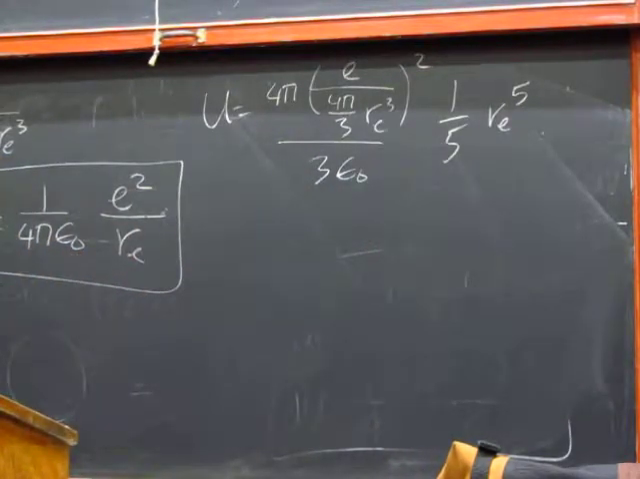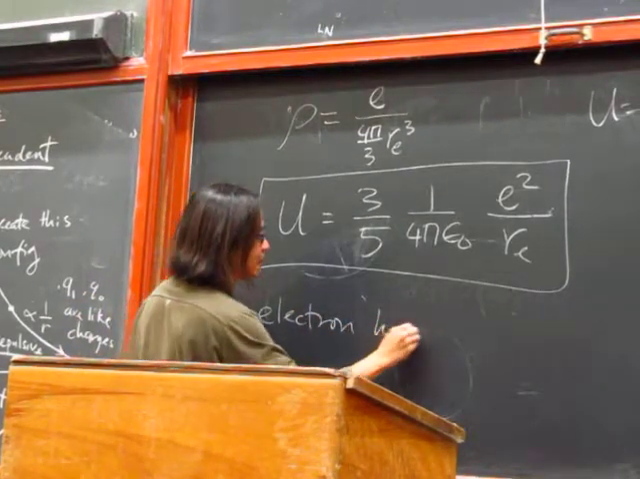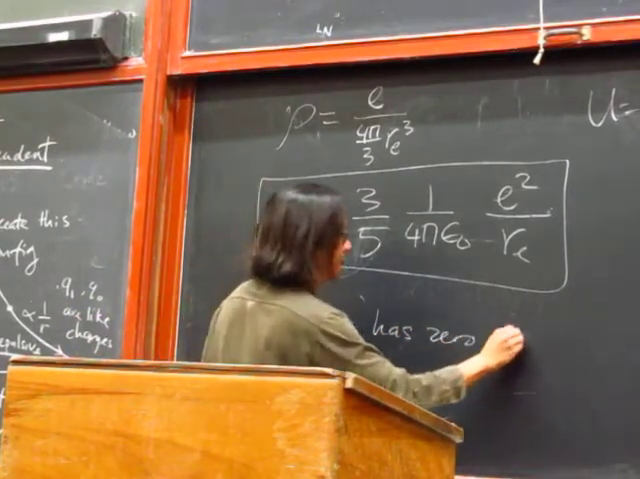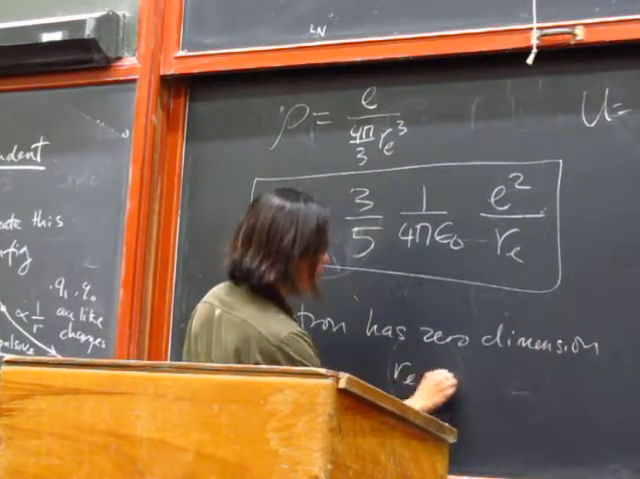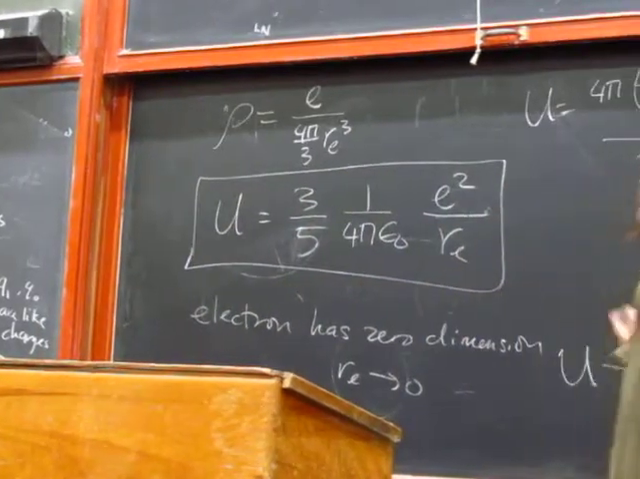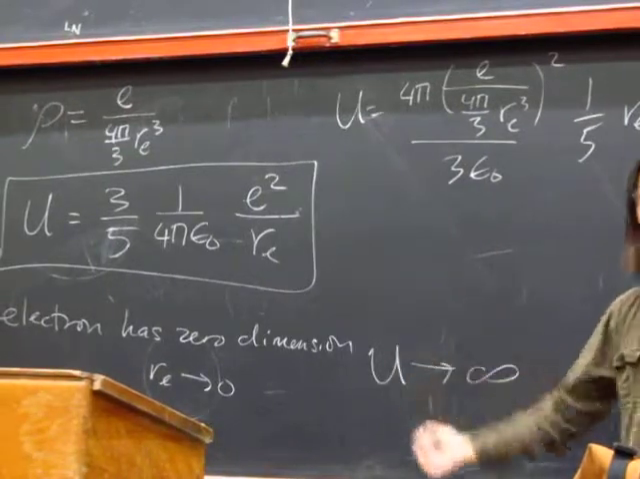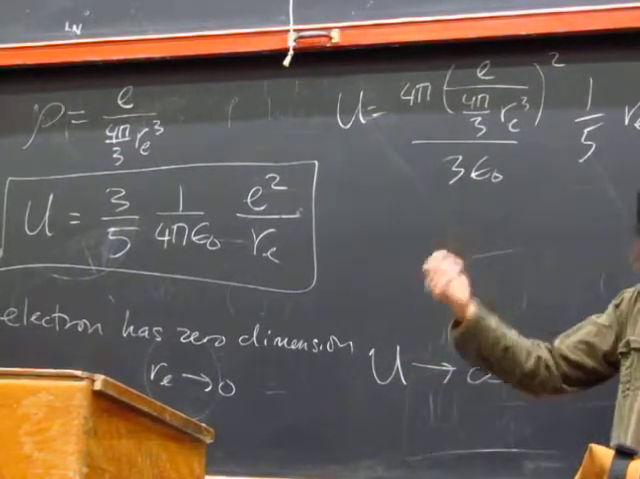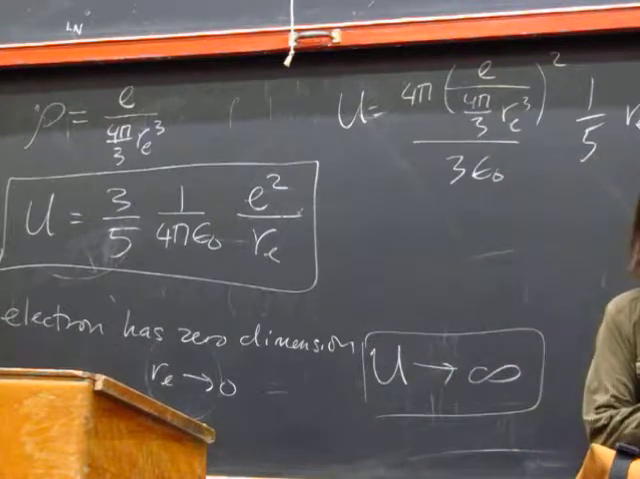Okay. Question? Notice what happened, right? If you assume that an electron has 0 dimension, if RE goes to 0, then the energy goes up. Right? This is the problem. This is the problem for classical electrodynamics. If an electron is a point charge, then the energy goes up.